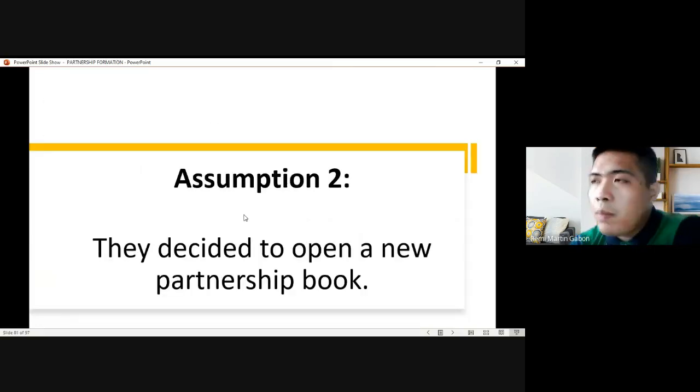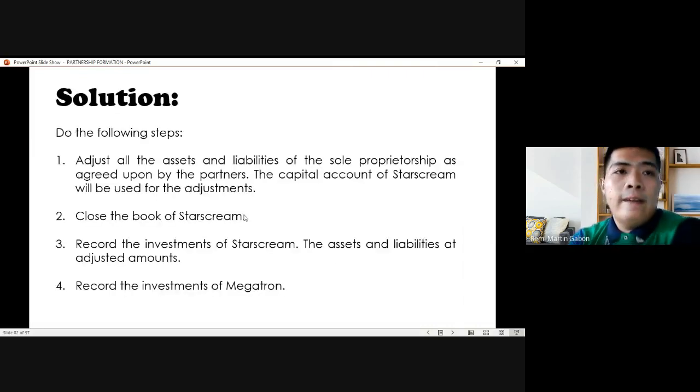Assumption 2. Paano naman pag may assumption 2? Sa assumption 2, sabi niya they decided to open a new partnership book. So mag-open sila ng new partnership book. So following steps, we have to follow. First, adjust all the assets of the sole proprietorship as agreed upon by the partners. Then capital account of Starscream will be used as absorber of the net adjustment. Then close the book of Starscream. Because we are opening a new partnership book, we have to close the book of Starscream.